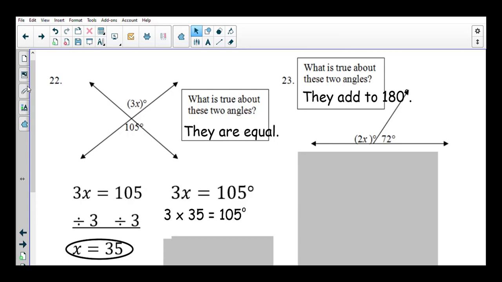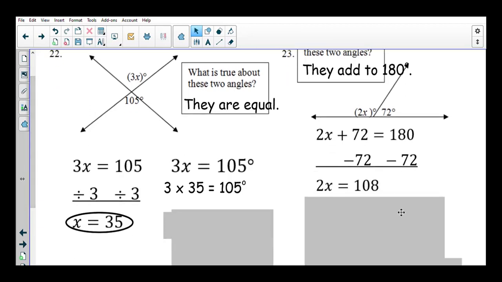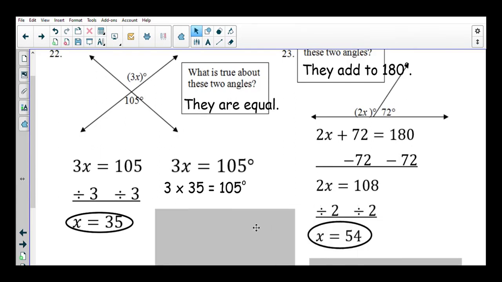Well, we know they add to 180 degrees. We've got a straight angle or straight line. So what I would do is write that 2x plus 72 equals 180. We'll subtract 72 from both sides to get 2x equals 108. Divide both sides by 2. X will be 54. And again, throughout this, you might need to pause the video.